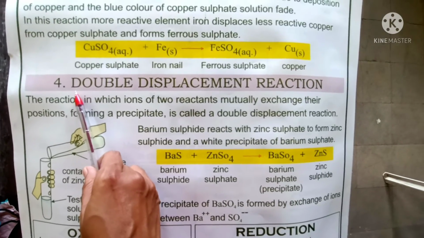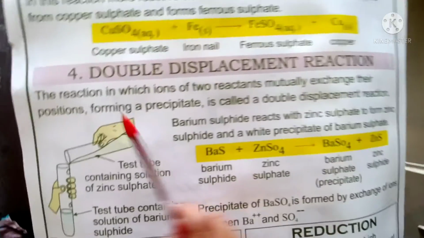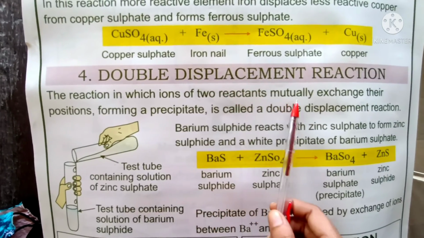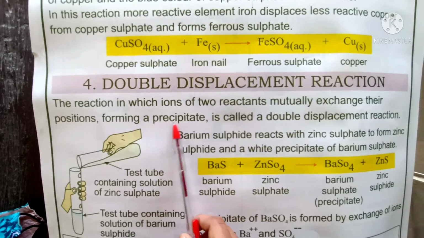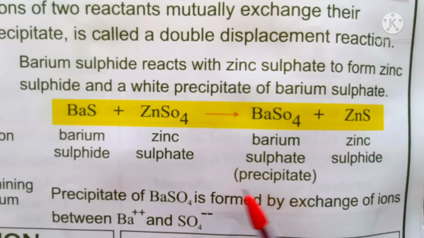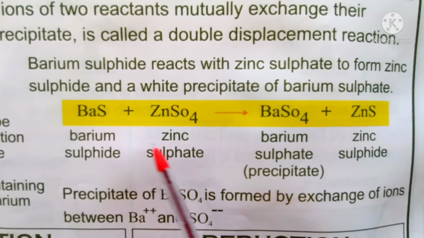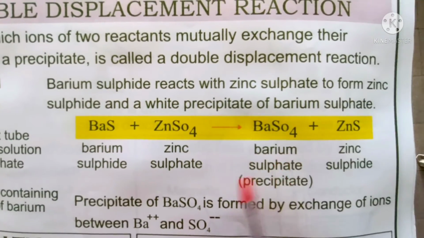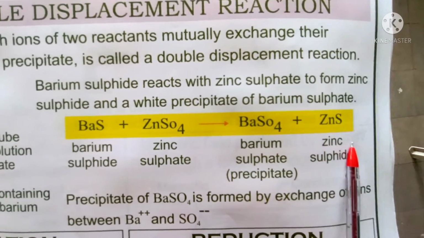Students, let's see the next chemical reaction, that is double displacement reaction. What is a double displacement reaction? The reaction in which ions of two reactants mutually exchange their positions, forming a precipitate, is called a double displacement reaction. Let's see with the help of an example. Here, barium chloride BaCl2 reacts with zinc sulfate ZnSO4, and a precipitate of barium sulfate is formed and zinc chloride is formed.